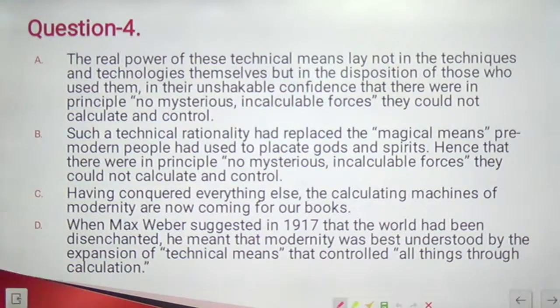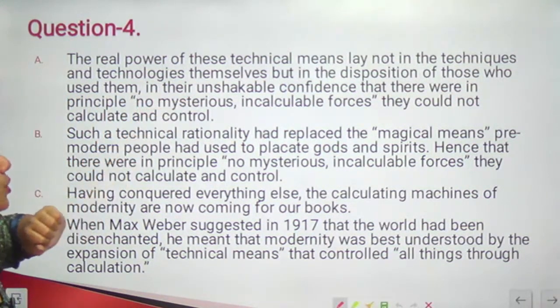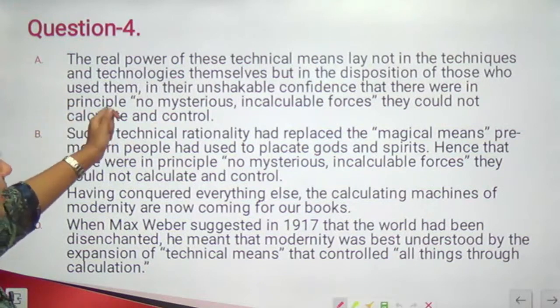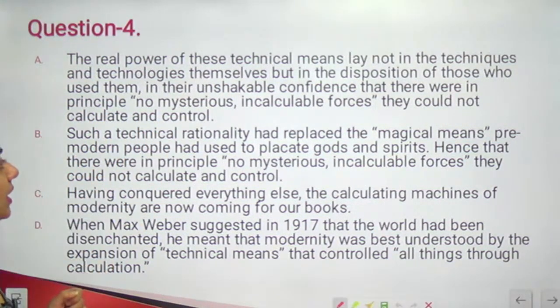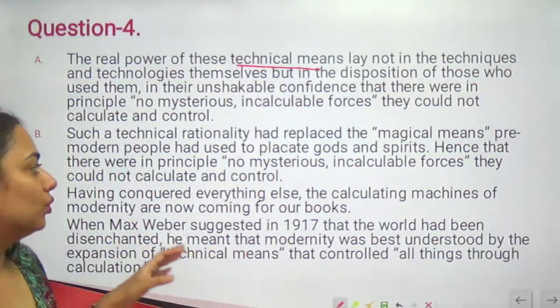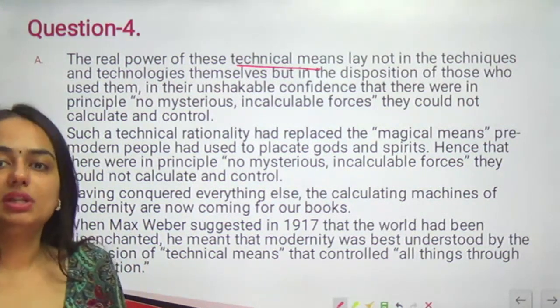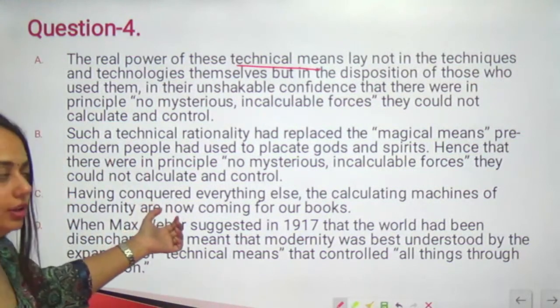Let me quickly read this for you. The real power of these technical means lay not in the techniques and technologies themselves, but in the disposition of those who used them, in their unshakable confidence that there were in principle no mysteries, incalculable forces they could not calculate and control. Power of these technical means. Okay, this is a little vague. When we only read the first sentence, we are still not clear which technical means are being talked about here. So let's read it further.